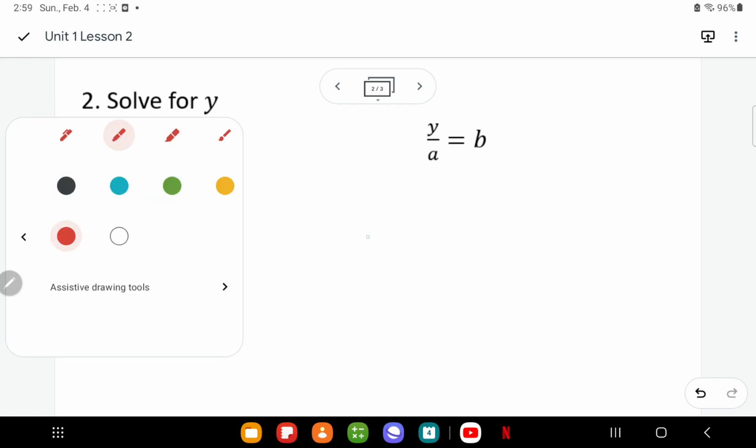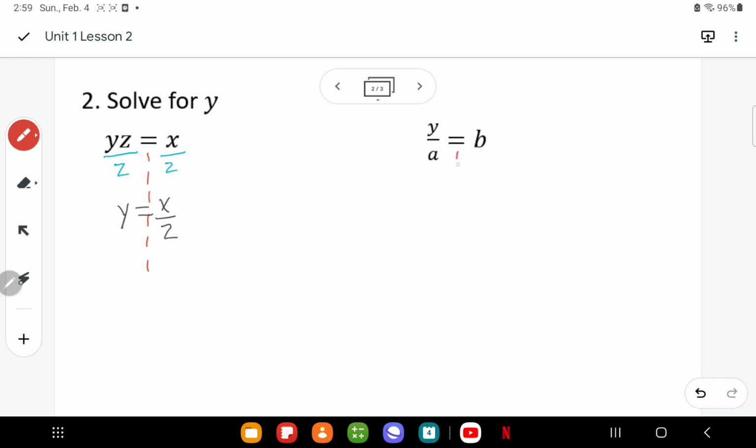Okay. The next example, y over a equals b. We want to get y by itself. I have dividing by a. What's the opposite of divide? I'm going to multiply by a, and I have to do that on both sides. So these two will cancel, and I just have a y left on the left-hand side. On the right-hand side, I'm going to have a times b, and I don't need a sign there to show a times b.